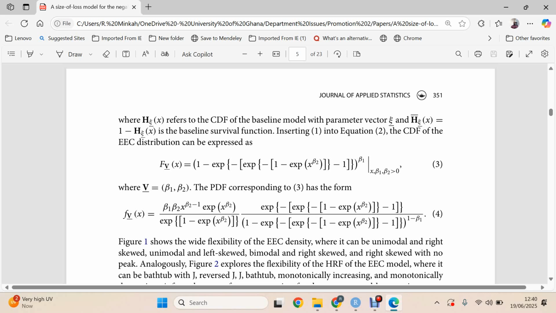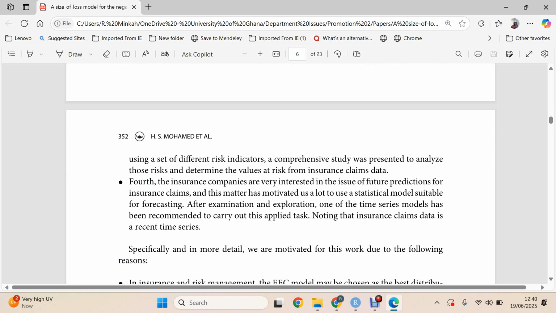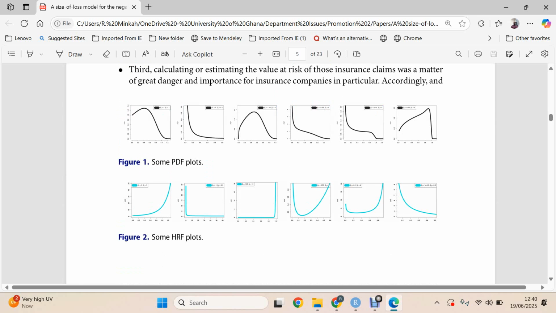In this case, they have only two parameters, beta 1, beta 2. But this is a transformation of the first distribution I showed to you. The beauty of this is that it caters for several shapes of the data. If you have data that is right skewed, some will be bimodal, multimodal, and so forth.